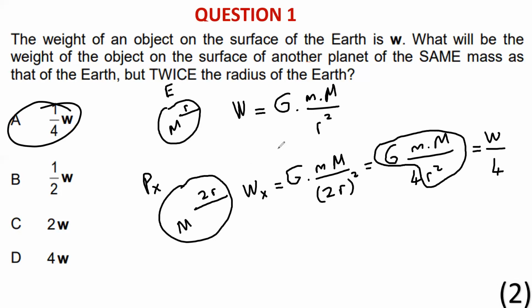I hope it is clear. Another easy way: if you have double radius, you can just square it, making 4. And then you just swap it, 1 over 4. This is the easy way, 1 over 4 W, because when you have more distance between the center of the planet and the object, you get less gravitational force. If you make it double, 1 over 4. If you have 3r, 1 over 9. Easy way like that, but if you want to see the long process, you can see that also.